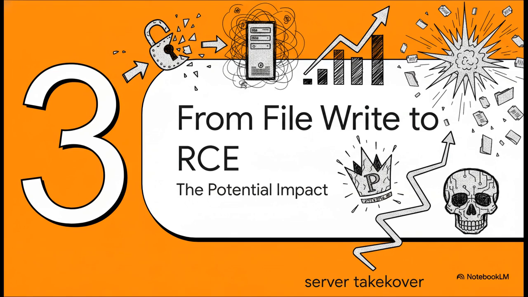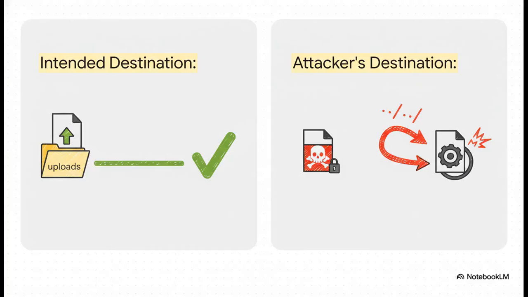Now, being able to write a file anywhere is bad for sure, but the real nightmare is what that leads to. Let's talk about how this one simple flaw can escalate into a complete server compromise. This visual really says it all. On the left, you've got what's supposed to happen. A safe image lands right in the uploads folder. No big deal. But on the right, using the exact same function call, an attacker can trick the system into putting their malicious files somewhere dangerous, like a startup script that runs every time the server boots up.